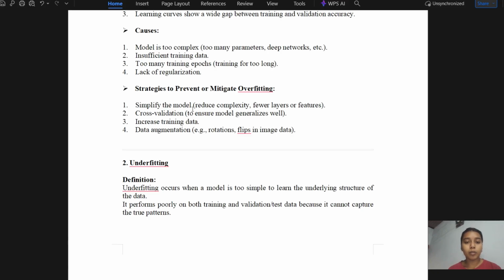First, simplify the model, reduce complexity, or use fewer layers or features. Second, cross validation to ensure the model generalizes well. Third, increase data. Fourth, data augmentation, for example rotation and flips in image data.